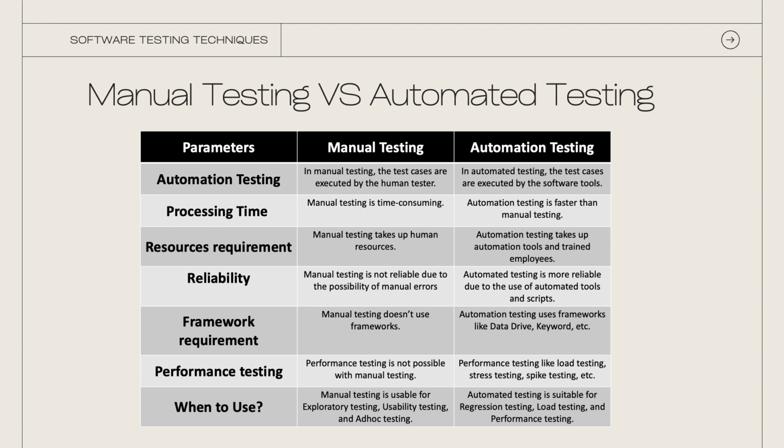In terms of performance testing, it is not possible to do performance testing manually, but automation testing includes load testing, stress testing, spike testing, etc. When to use manual testing: exploratory testing, usability testing, ad hoc testing. For automation testing: regression testing, load testing, performance testing.